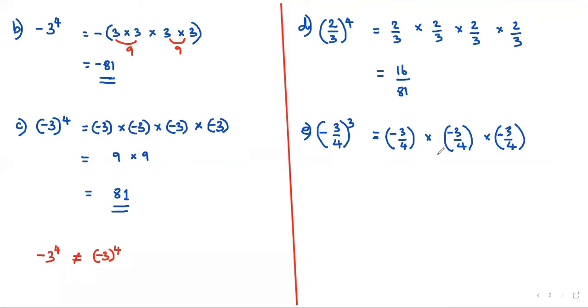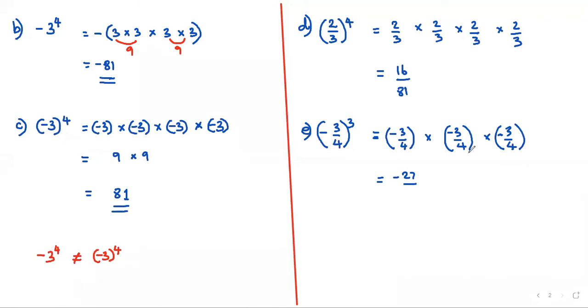Okay. Now, negative 3 times negative 3, we get 9. Okay. Now, what about 9 times negative 3? What do we get? 27. Be careful, negative or positive? Negative. Yes, negative 27.